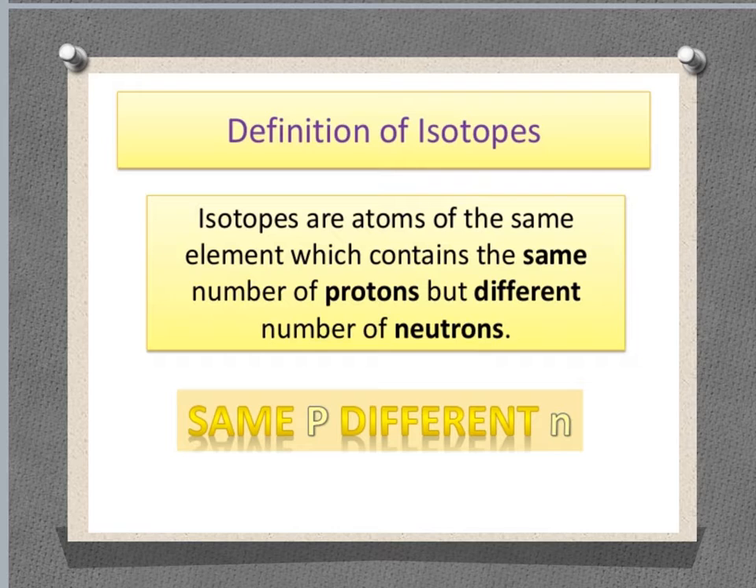Yesterday, we looked at the ion of an atom, and that changed the electrons, right? But today, we're going to look at how the neutrons change your mass. So that's what an isotope is.